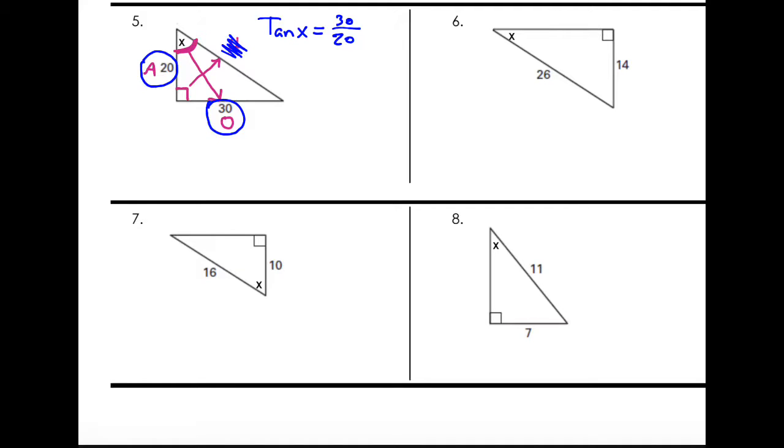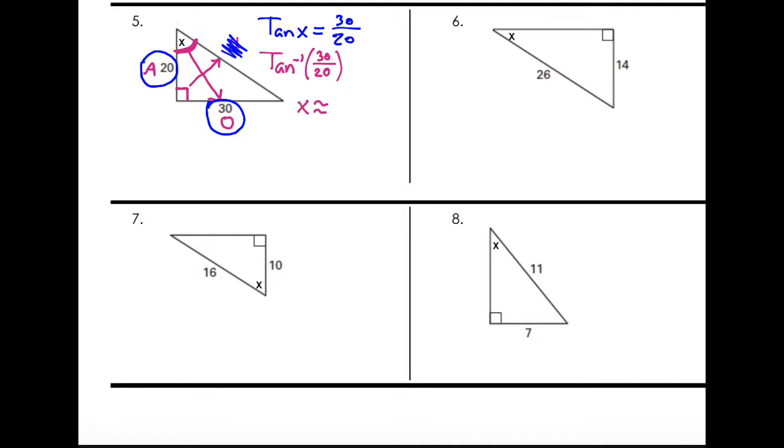So anytime you're finding an angle, you are going to use inverse trig functions. So what that means is you're going to do the inverse tangent of the fraction that we wrote in your calculator, and it's going to tell you what our x equals. And remember, x is an angle measure.